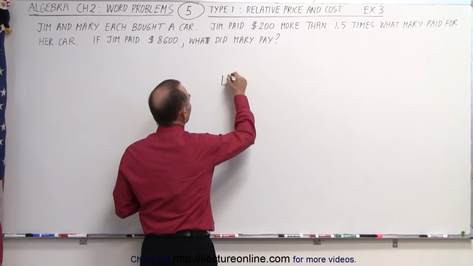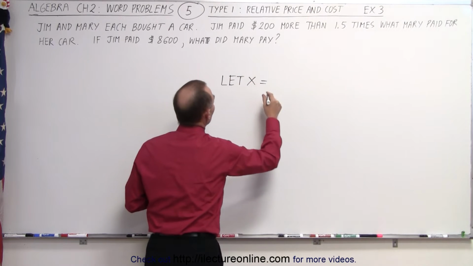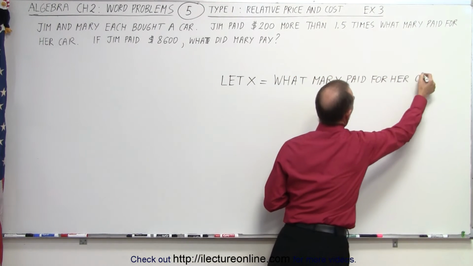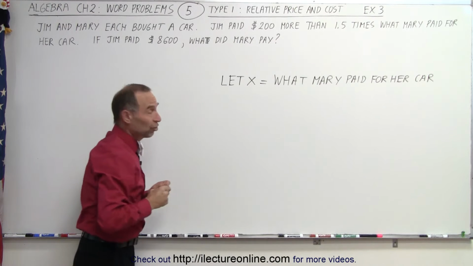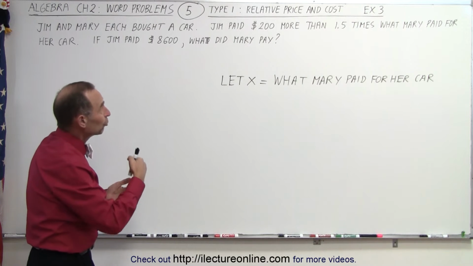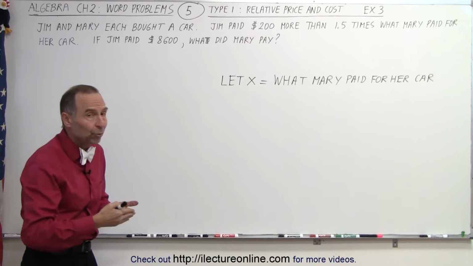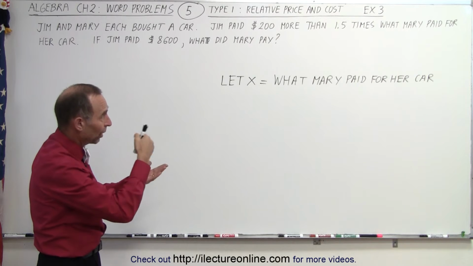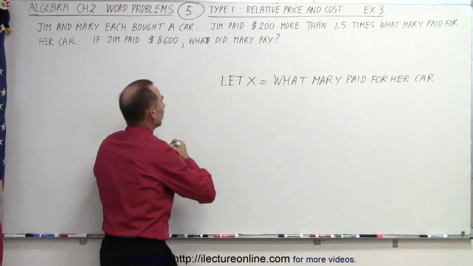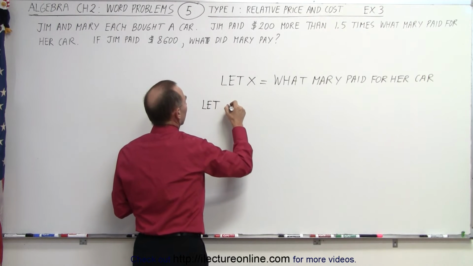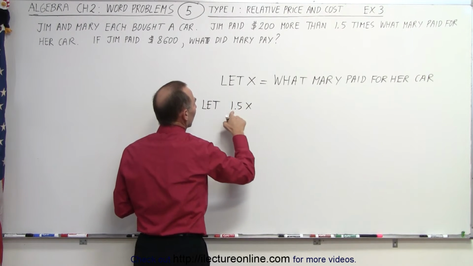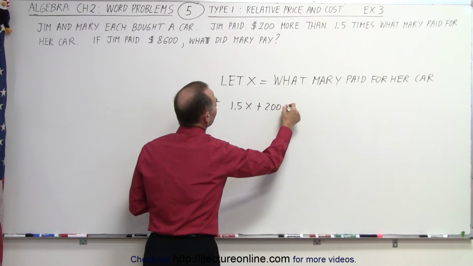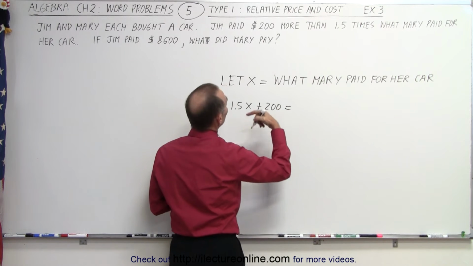So we write, let x equal what Mary paid for her car. Now we understand that Jim paid more, and Jim paid $200 more than 1.5 times what Mary paid. So we write 1.5 times x, because x is what Mary paid for her car, so 1.5 times as much, plus 200. So 1.5x, that's 1.5 times x, which is what Mary paid for her car, plus 200, and that would be equal to the amount that Jim paid for his car.